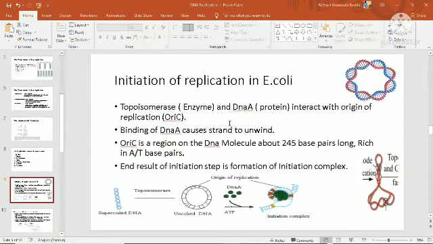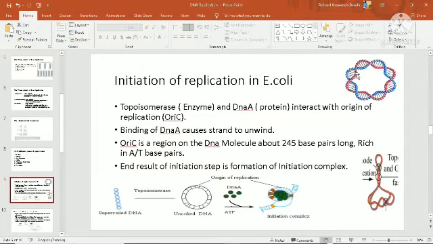So in the initiation of replication in E. coli, I'll use E. coli as an example for the prokaryotes. So in E. coli, the DNA will be something like this, double-stranded, but then it will be circular. It's a circular DNA molecule. So it's double-stranded, and then it's circular, like it's continuous like that.